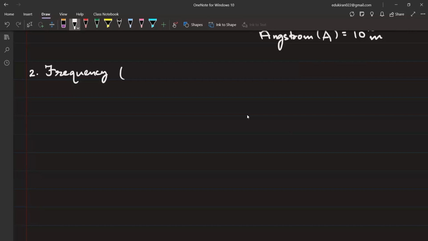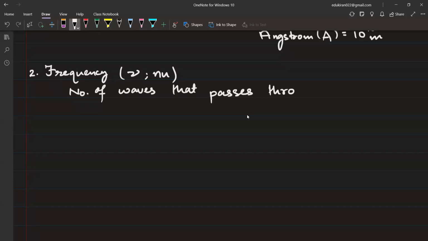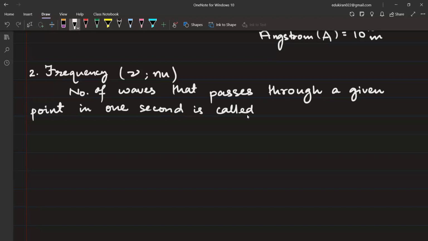Frequency. Frequency is given by a cursive V-looking letter. It is known as nu. We call it nu. What is the definition of frequency? Number of waves that pass through a given point in 1 second is called frequency of the wave.